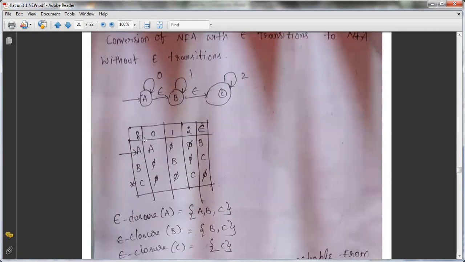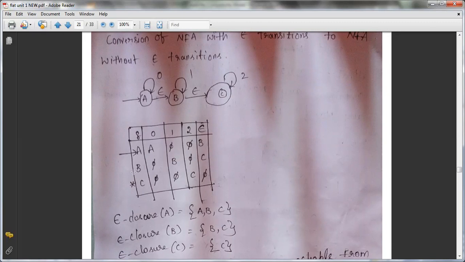See here, what is the transition diagram we have for the NFA with epsilon? A on 0, where does it go? To A only. A on 1 goes to the null state. Nothing is there here. A on 2 goes to the null state. A on epsilon also you are going to take here. A on epsilon goes to state B.